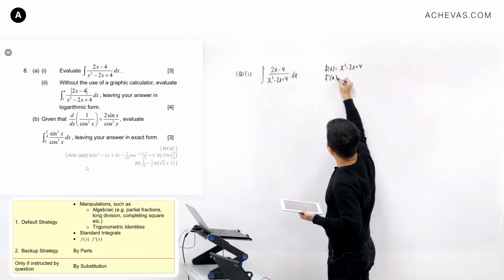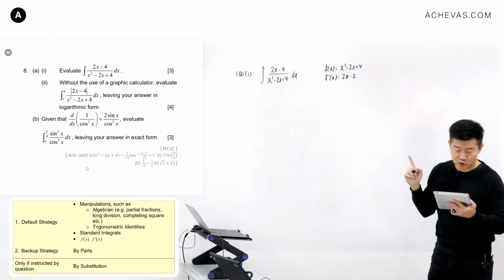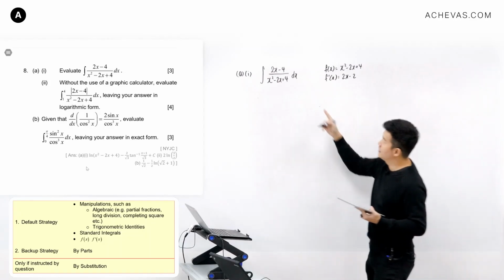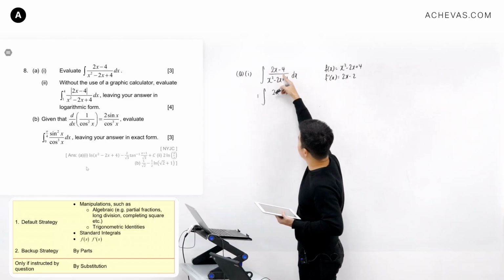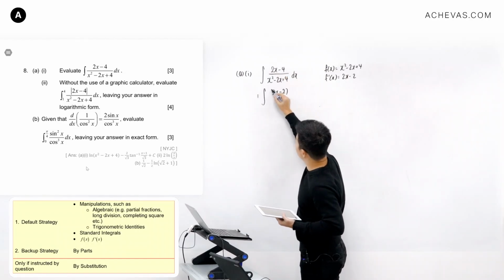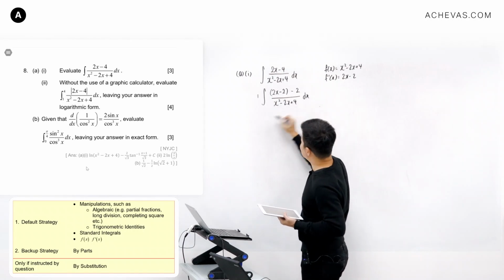So f prime x is 2x minus 2, and I believe that I can try to create this 2x minus 2 here in the numerator. Actually, it is very, very simple. It is just breaking up this minus 4 into minus 2, divided by x squared minus 2x plus 4 dx.